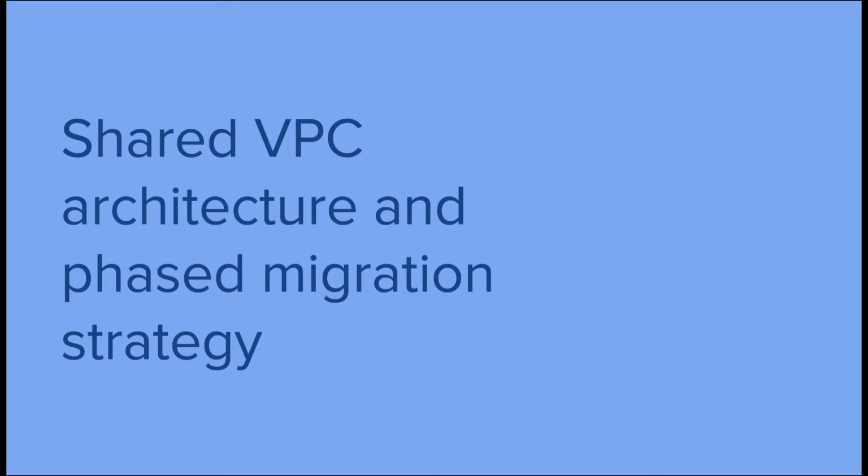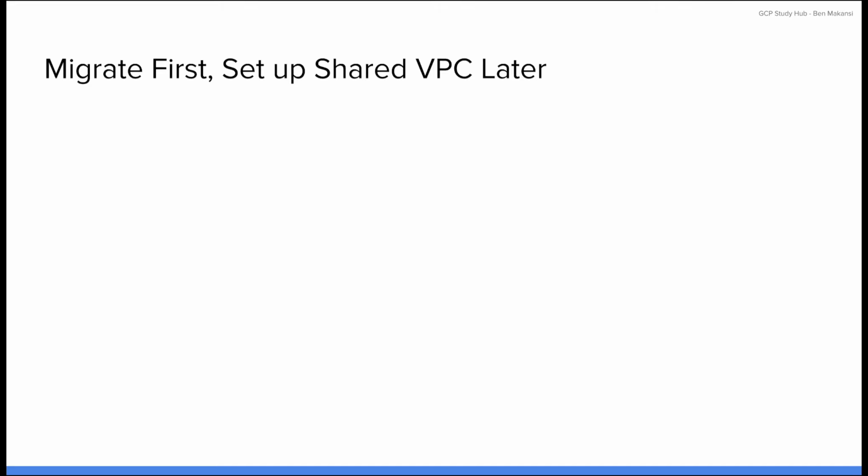All right, let's talk about shared VPC architecture and a phased migration strategy. Here is a common migration scenario that you might see on the exam. Sometimes when you're planning to migrate VMs from on-prem to the cloud, you eventually want them to be in separate environments with proper network isolation, but that's too complex to do right away because it will delay things. So when we have this situation, what we can do is migrate in a phased approach.